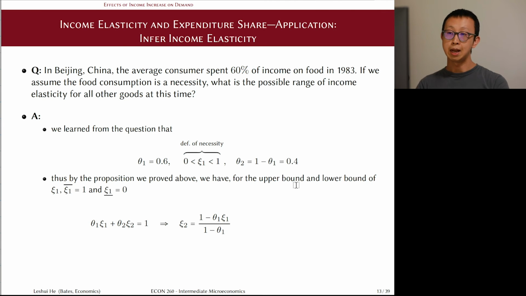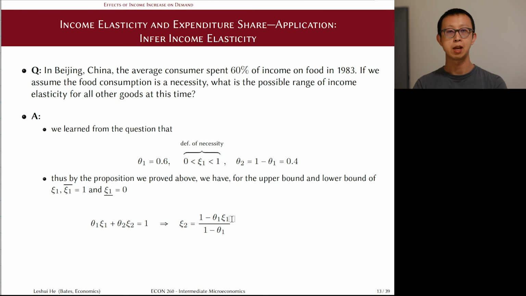What's different now is that we don't have a precise value of Xi1 anymore, and we only know it's somewhere between 0 and 1. Now, if we take a look at this formula, and also the one we rewrote in the previous question, we noticed that Xi2 is actually a linear function of Xi1. It only appears in the numerator with a negative sign in front, while theta 1 is completely fixed. Although we don't know a particular value of Xi1, we know the bounds for it.